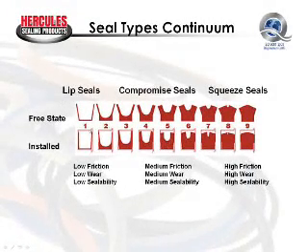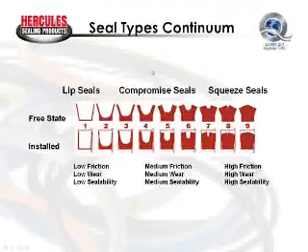Here we see a 9-point continuum starting with our pure lip seals on the left and ending with our pure squeeze seals over here on the right. You can see with our pure lip seals we have low friction, low wear, but we have a low degree of low pressure sealability. With our pure squeeze seals we have high friction and wear, but we can accomplish a high degree of low pressure sealability.